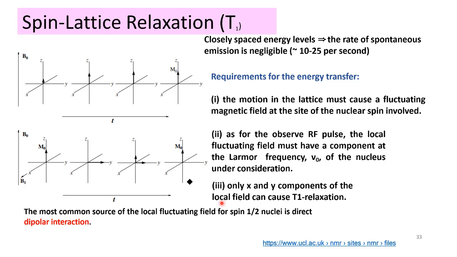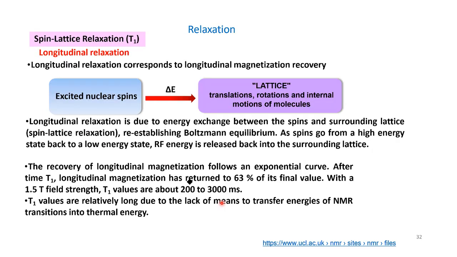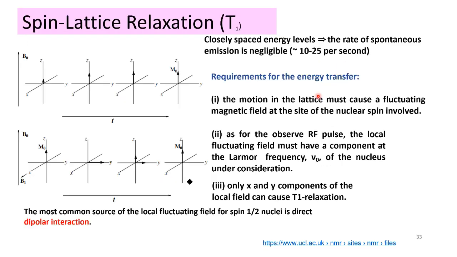And for the energy transfer, the motion in the lattice must cause a fluctuating magnetic field at the site of the nuclear spin. So there should be a fluctuating magnetic field so that the lattice can move. The motion can be translation, rotation, and internal motion in the molecule. So that is the lattice translation. For that translation to happen, the fluctuating magnetic field has to be applied.